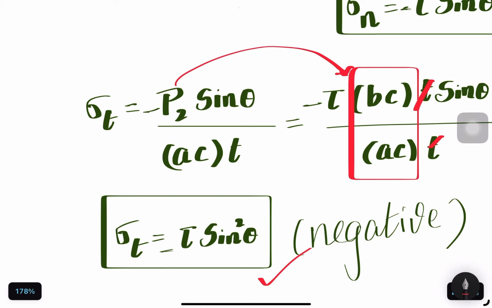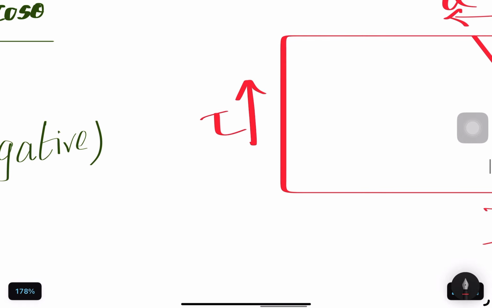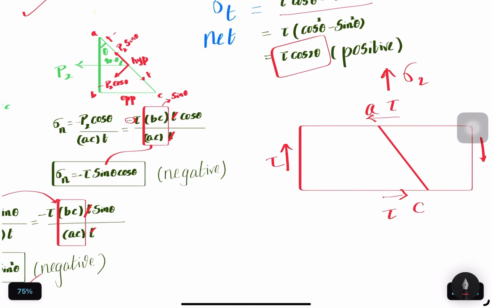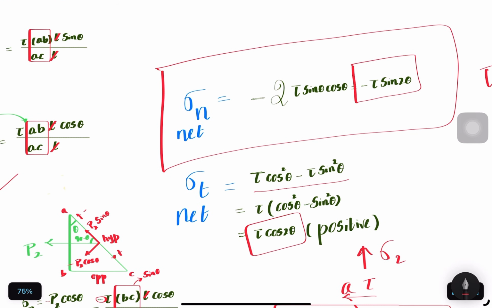So two normal loads, one for P1, another one for P2. So we have to add them. And two tangential loads, one for P1, another one for P2. And we have to add them to find the total net normal load. Right? Here is the expression for the net normal load. So there you go. You just add the two.